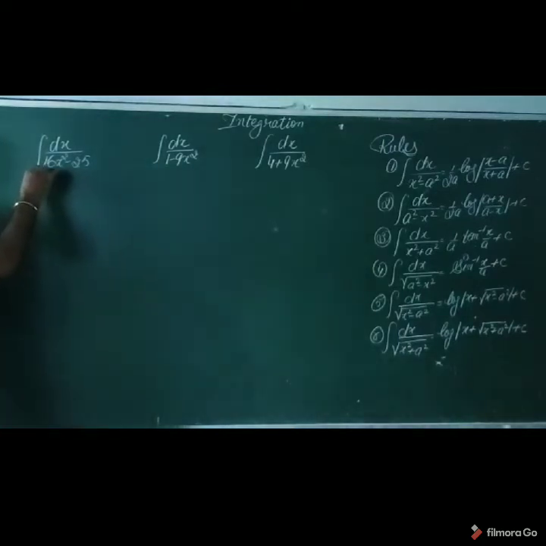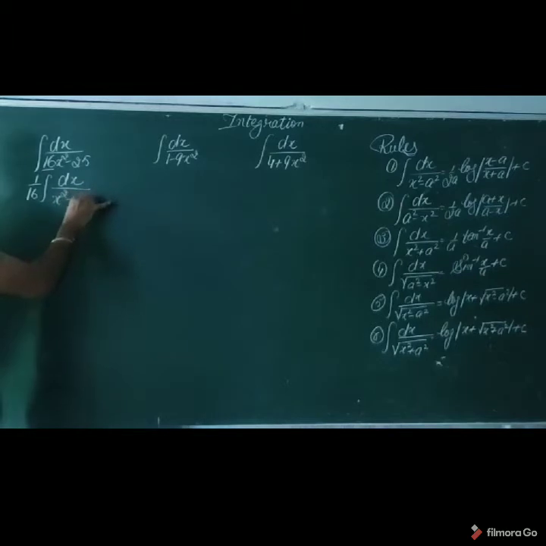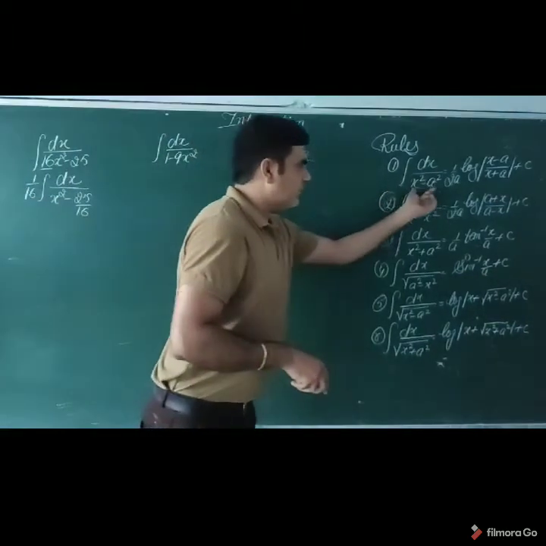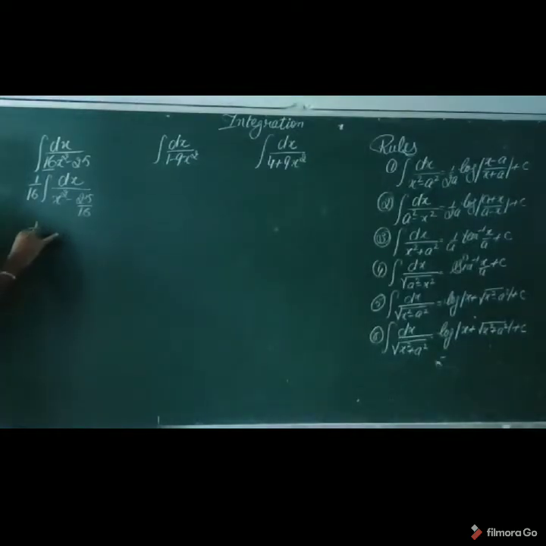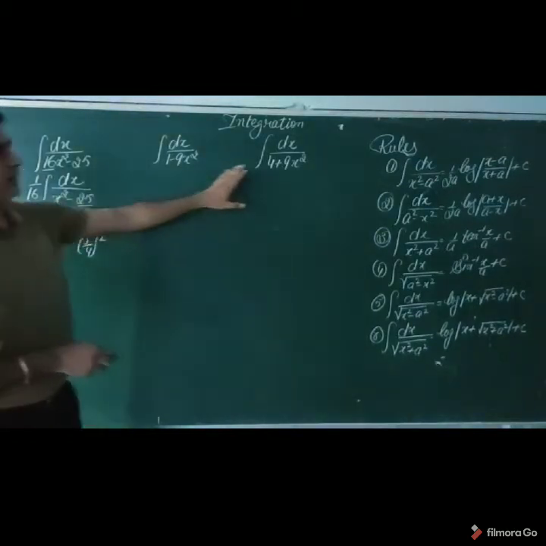This one. First of all, the coefficient should be 1. So we are taking 16 common outside, so it becomes x square minus 25 by 16. If we see here, both the terms should be perfect squares. So we are going to make it a perfect square: 1 by 16 dx upon, it is a square of x and it is a square of 5 by 4. Same way we do in other cases.